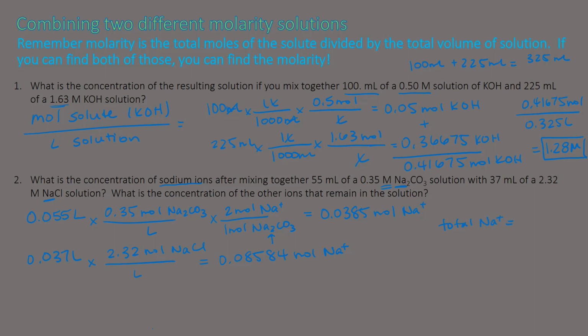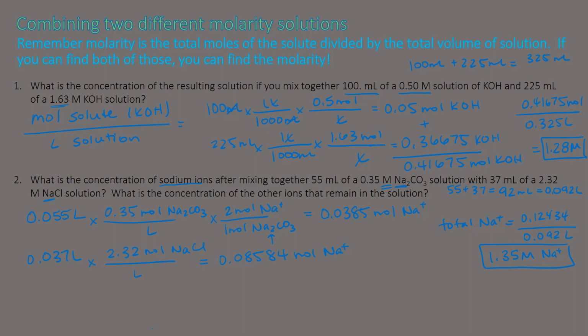So the total sodium moles is 0.12434. And then we're going to divide that by the total volume, which is going to be 92 milliliters. If we take 55 plus 37, that gives you 92. So that's 0.092 liters. So I'm going to divide by 0.092 liters, and I end up getting 1.35 molar. And that's for the sodium ions in the solution.